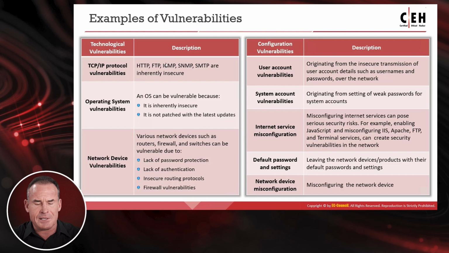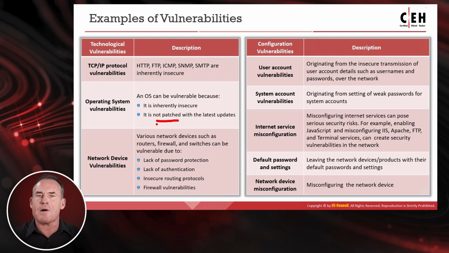All right, examples of vulnerabilities. TCP/IP protocol. Everything you can think of protocol-wise is clear text by default. Almost everything. Name a protocol, it's probably clear text, and it has been for years. We're going to readdress all of that in the sniffing module, and we'll talk about how to protect it, which is typically using some sort of encryption. Operating system vulnerabilities, there's bugs in the OS. The bugs get fixed by patching. A lack of patching means the bugs remain, and we will talk about patch management in a later module.